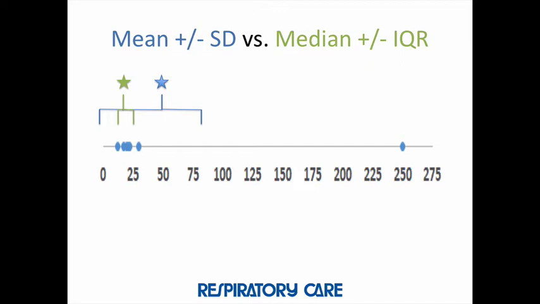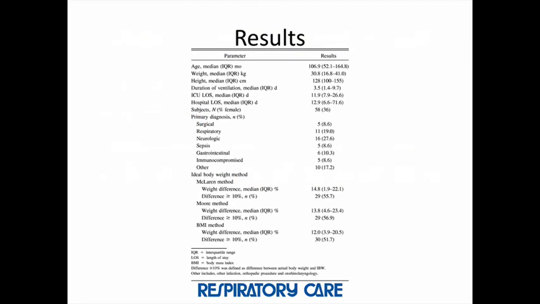So when you have non-normal data, you have to use special analytical techniques to analyze that, and you have to report it differently as median instead of mean. And that's what you see here in the results from the study.